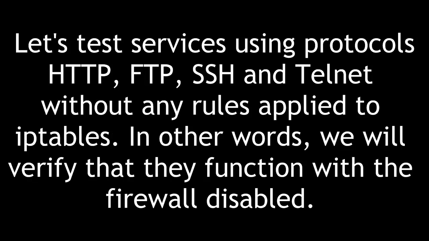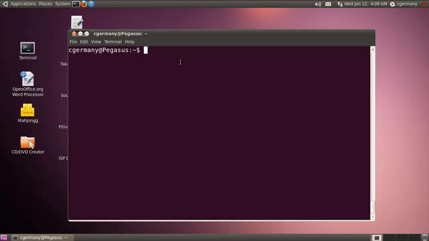Let's test services using protocols HTTP, FTP, SSH, and Telnet without any rules applied to iptables. In other words, we will verify that they function with the firewall disabled. We're on Pegasus right now, and I have 4 commonly used server services going, so 4 daemons are set up. There's the Apache 2 web server, and remember that uses port 80. There's vsftpd, the Very Secure FTP daemon, which uses ports 20 and 21. There is Telnet, or telnetd, which uses port 23, and I have Secure Shell, which uses port 22.